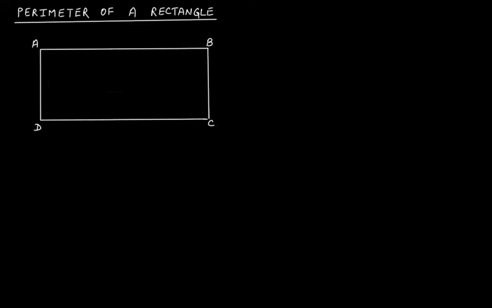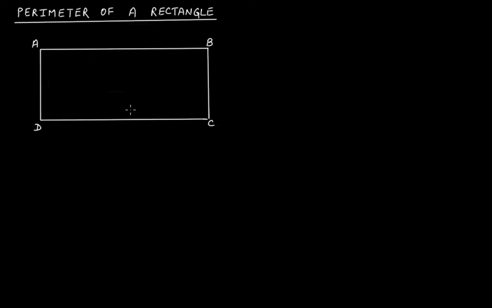In this video, let's learn how to find a formula for the perimeter of a rectangle. We know that the perimeter of any given figure is the distance traveled along the boundary of that figure in taking one complete round. So if this is a figure, and I start from here and take one complete round, adding all the sides of this figure gives us the perimeter of this figure.